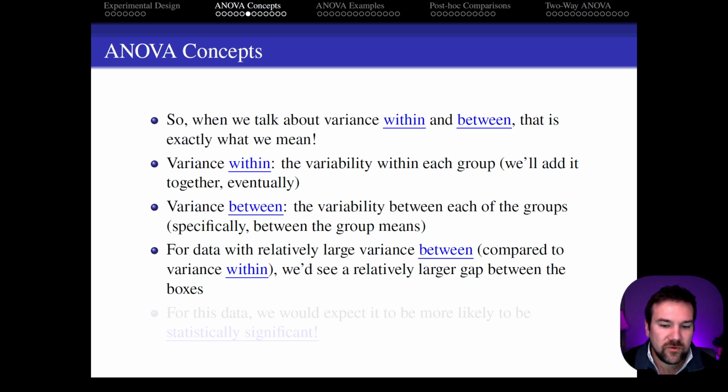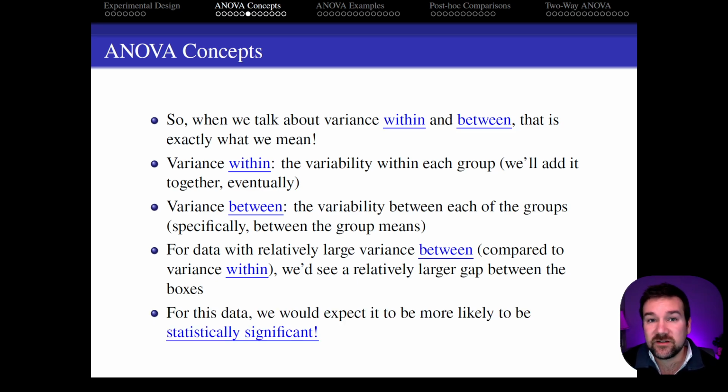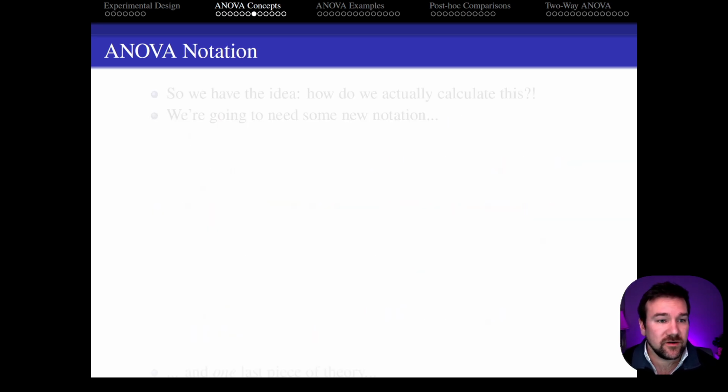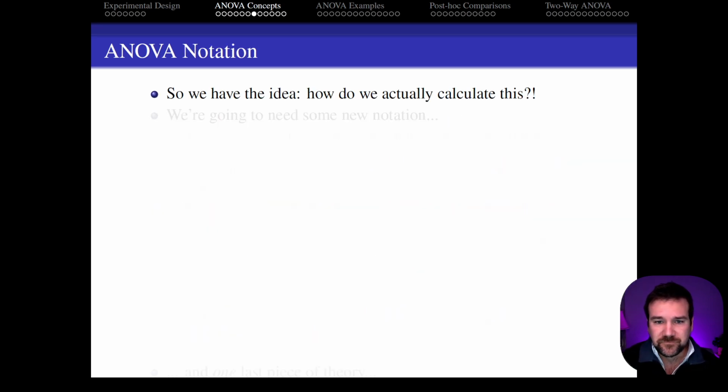So again, the goal for data with relatively large variability between, that is, the group means are relatively far apart compared to within, you'd see a larger gap between the boxes, and vice versa. For this type of situation where you see a larger gap between the boxes, we'd like it to be closer and closer to significant, or more and more statistically significant. That is, we'd like the numbers to reflect that there's more and more evidence that the groups are different. So this is the foundational concept.